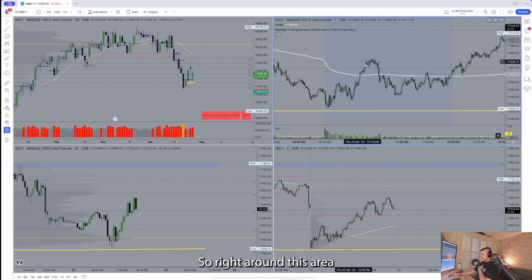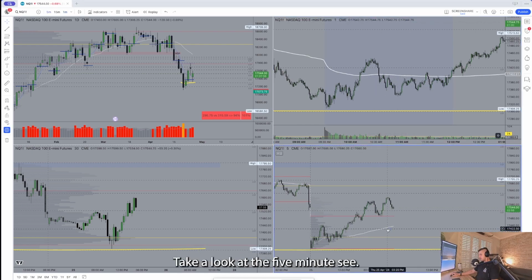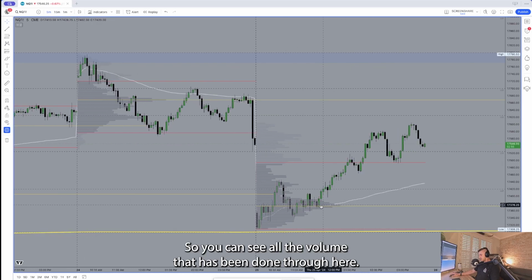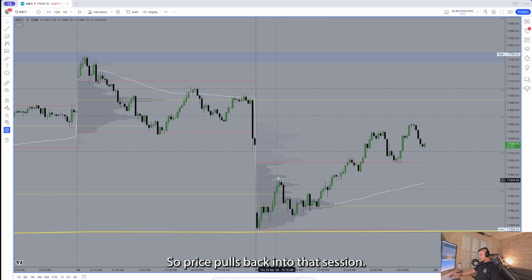So right around this area, not all that surprising to see that pullback there. Price pulls back into the session. This is the session volume point of control. Take a look at the 5-minute. So you can see all the volume that has been done through here. So price pulls back into that session volume point of control.